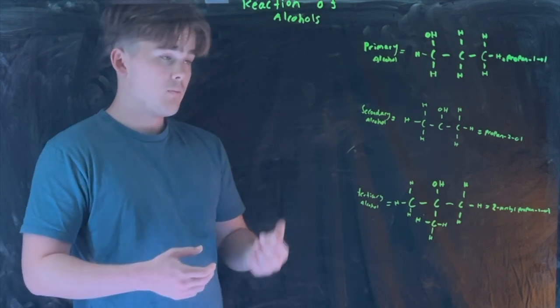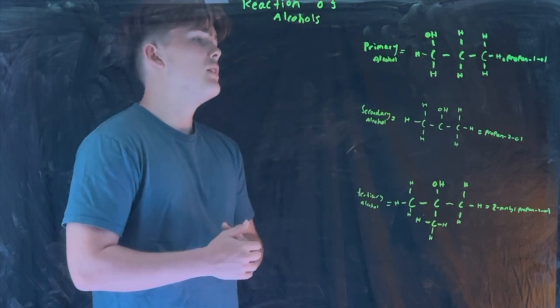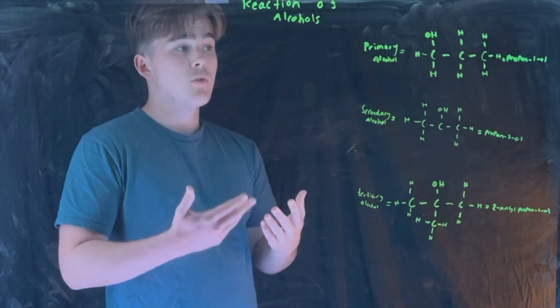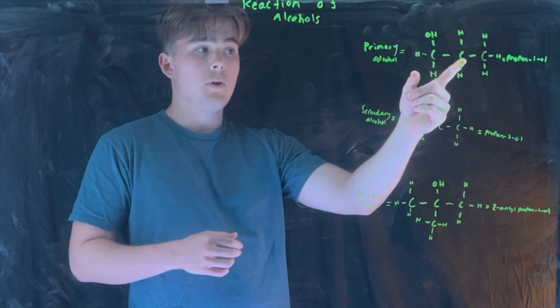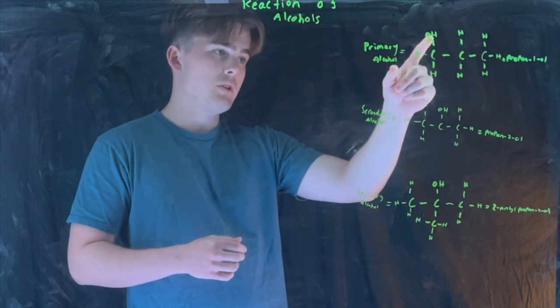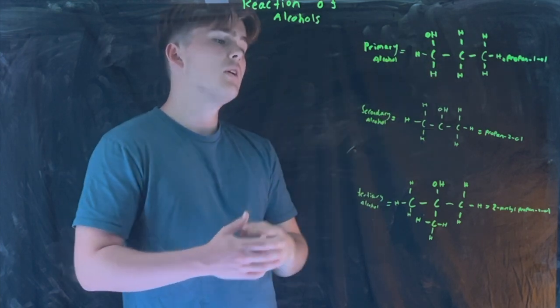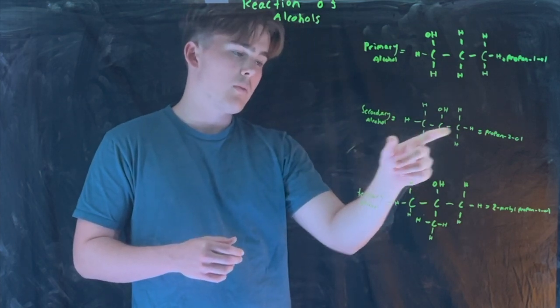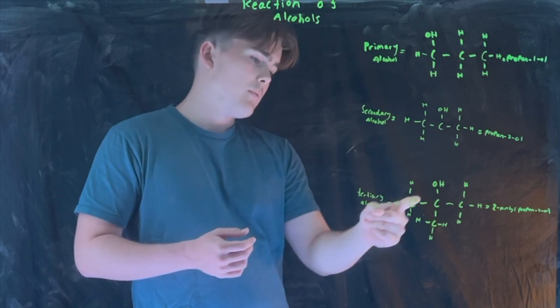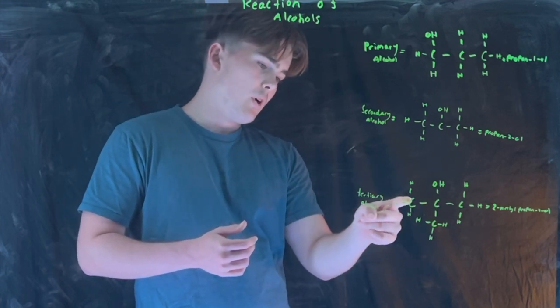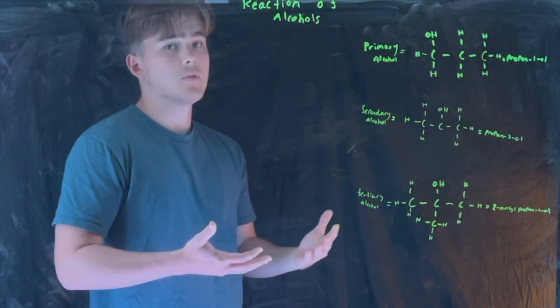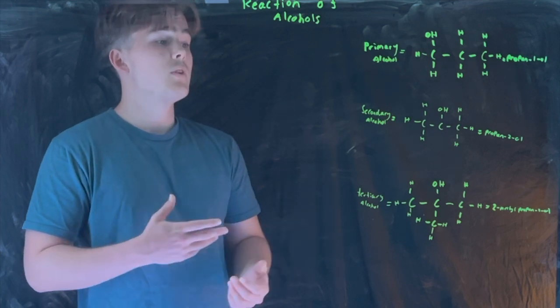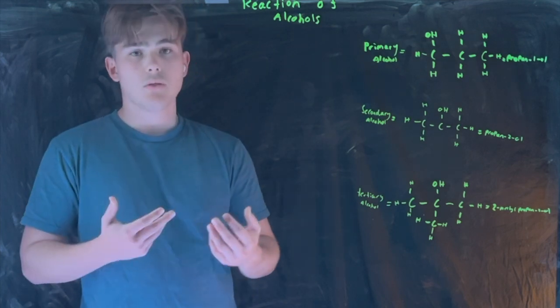So to recap, primary alcohol, the carbon attached to the hydroxy group is attached to one other carbon. So we go down, this carbon, one other carbon. Secondary alcohols, this carbon is attached to two other carbons. This one here, this carbon is attached to 1, 2, 3 other carbons. So that's the difference between primary, secondary and tertiary alcohols.